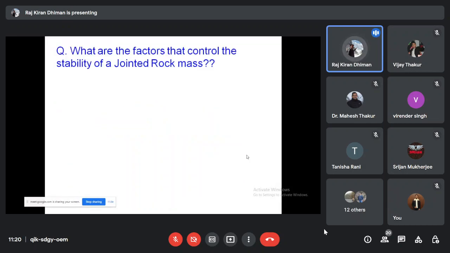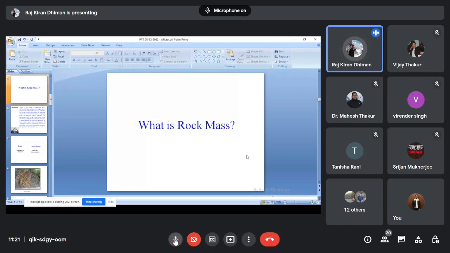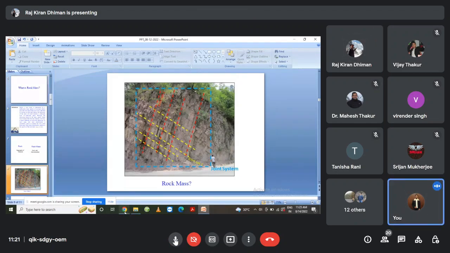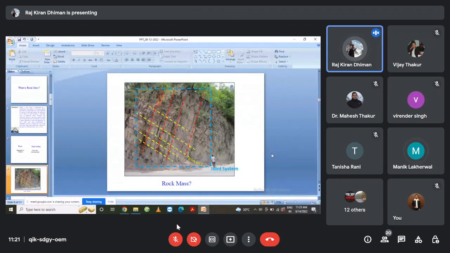they must have asked these basic questions like, what are the factors that control the stability of a jointed rock mass? So can anybody answer me that, by looking at this picture, what can be the factors that are affecting this particular rock mass? If you can answer me this question. Yeah, right. Stress is there. Rock strength. Yeah, there is rock strength also.